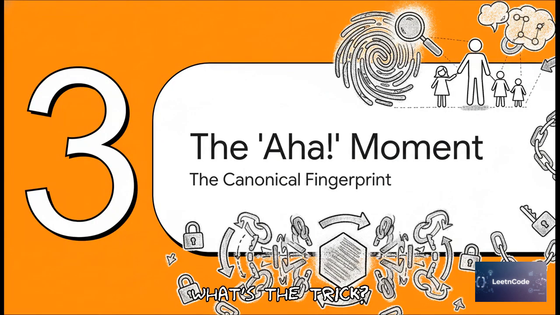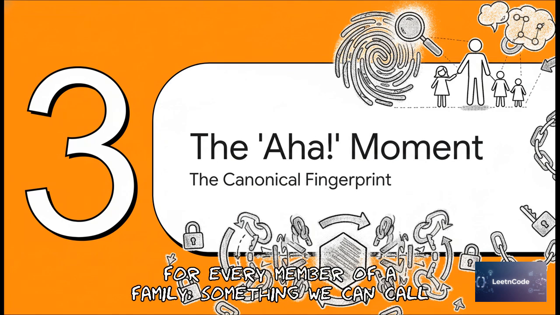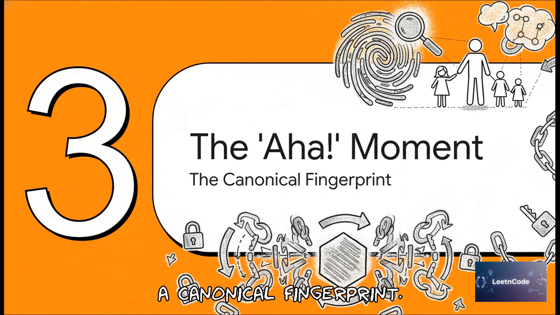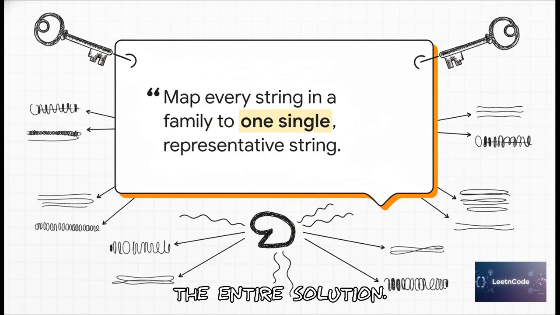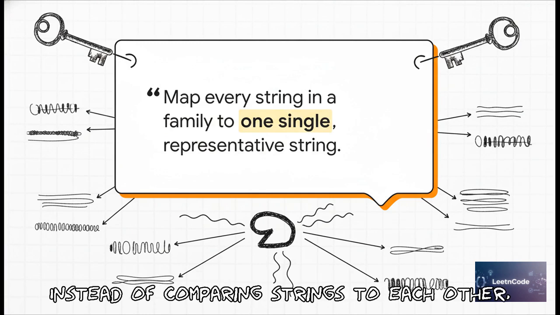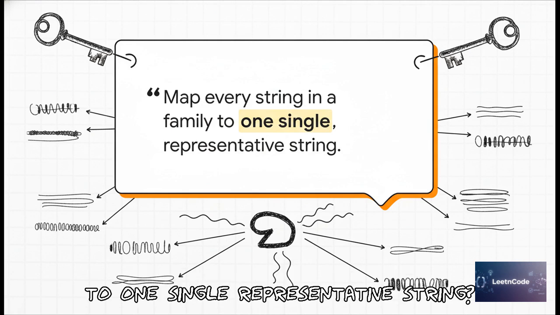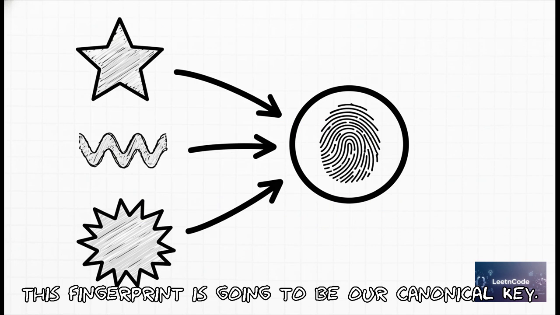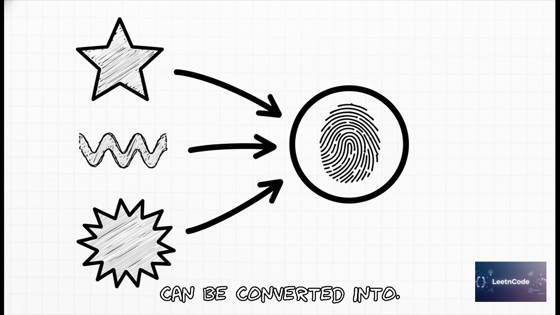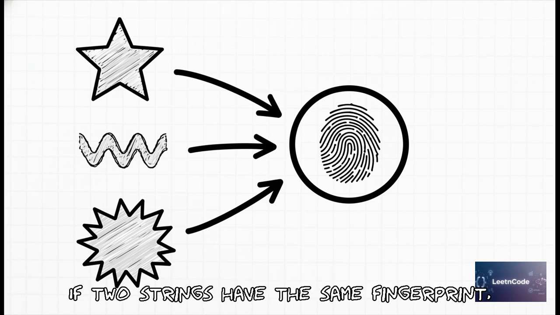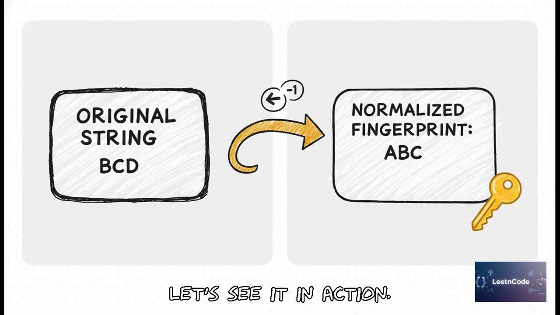So what's the secret? What's the trick? Well, it all comes down to finding a single, consistent identity for every member of a family, something we can call a canonical fingerprint. This one question right here is the key that unlocks the entire solution. Instead of comparing strings to each other, what if we could map every single string in a family to one single representative string? This fingerprint is going to be our canonical key. It's a standard form that every string in a sequence can be converted into. And the rule is simple. If two strings have the same fingerprint, they belong to the same family. That's it.